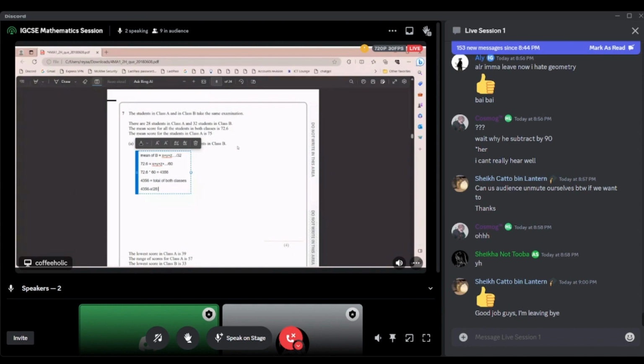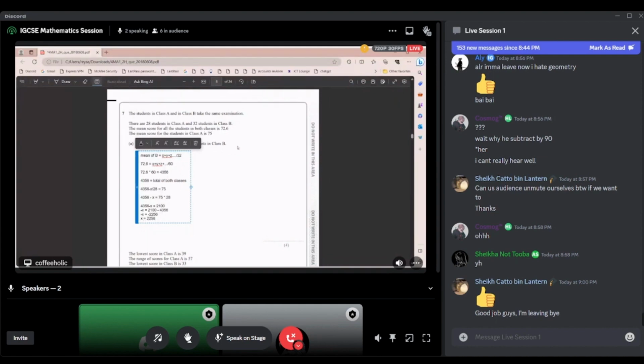So you would then get 4356 minus X equals 75 times 28, which would mean 4356 minus X equals 2100. So minus X would equal 2100 minus 4356, right? You'd get minus X equals minus 2256, and obviously that would mean X equals 2256. Okay, so that would be your B score, right?